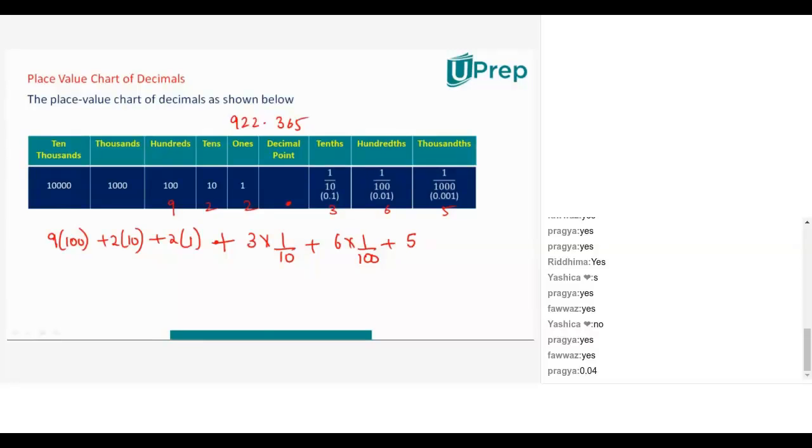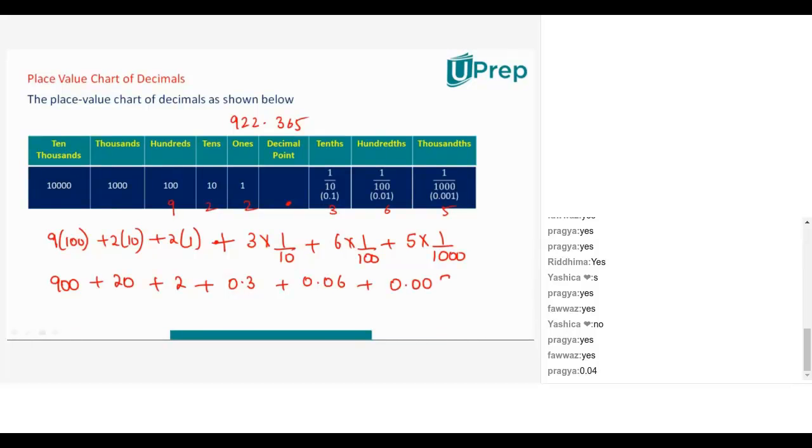Now what do I do? I just solve it. I get 900 plus 20 plus 2 plus what is 3 by 10? 0.3. What is 6 by 100? 0.06. What is 5 by 1000? 0.005.